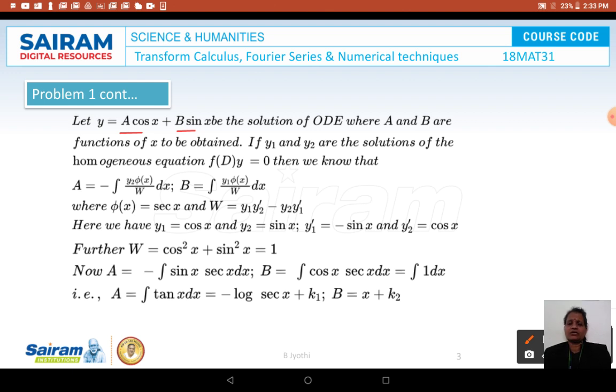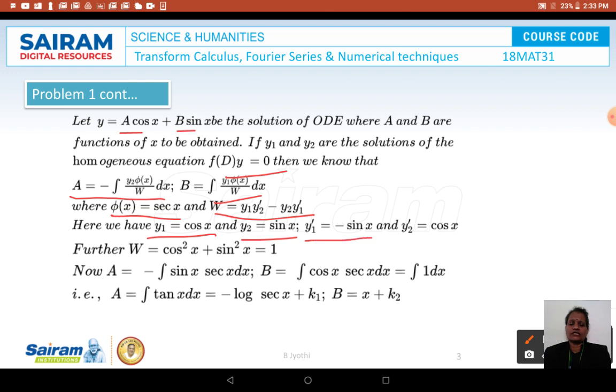If y1 and y2 are the solutions of the homogeneous equation f of D is equal to 0, then we know that a is given by minus integral of y2 into phi of x by the Wronskian dx, and b is given by integral of y1 phi of x by the Wronskian into dx, where phi of x is the right hand side function, that is sec x, and the Wronskian is given by W is equal to y1 y2 dash minus y2 y1 dash. And here we have y1 is equal to cos x and y2 is equal to sin x.